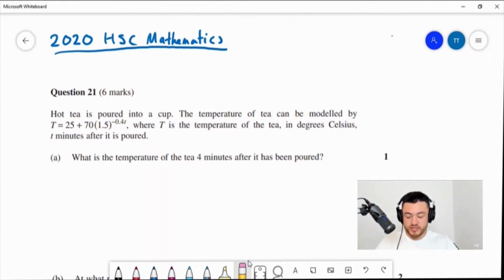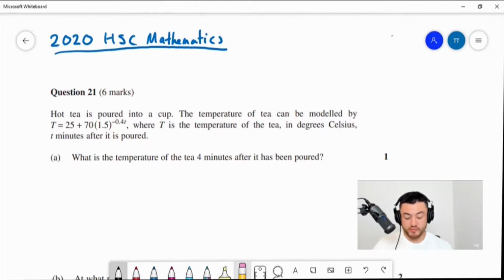Now straight away we should notice that this is an application of calculus style question, and we're regularly dealing with things like water flow, motion, and population growth and decay. So this is obviously dealing with the temperature of water. Now, most of the time when we're dealing with a negative exponential, we should expect to see e as the base in our equation. But what we see instead here is 1.5.